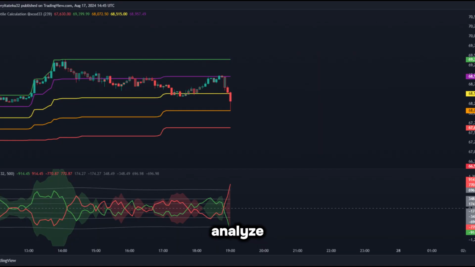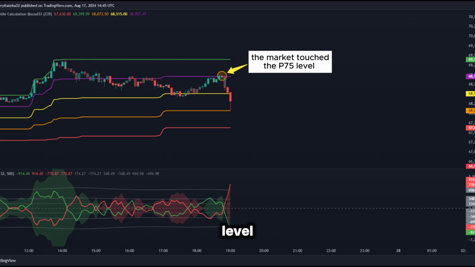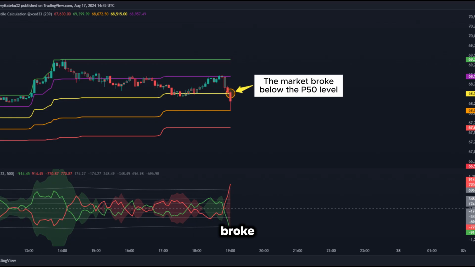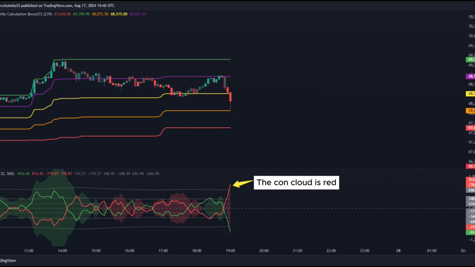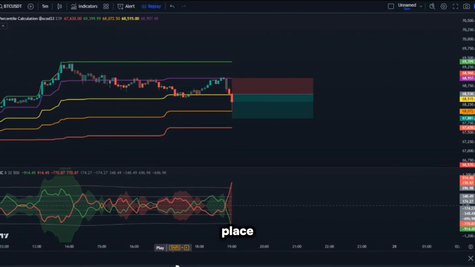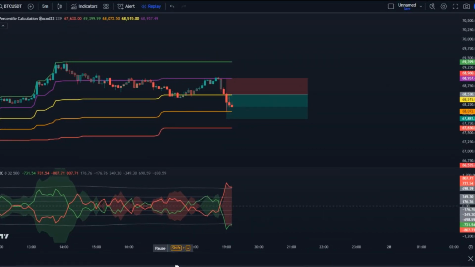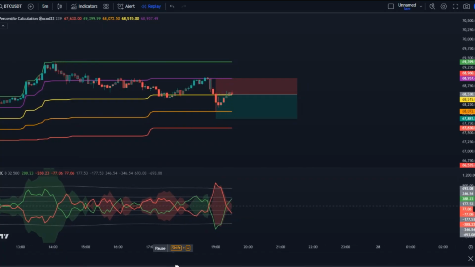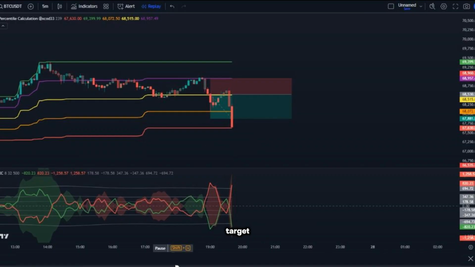Lastly, let's analyze one more situation. The market touched the P75 level of the Percentile Indicator, broke below the P50 level, and the con cloud turned red. With all conditions met, we place a sell order. The stop loss is set at the P75 level, and the risk-to-reward ratio is 1 to 1.5. The market hit the target, and we continue to find other trades.